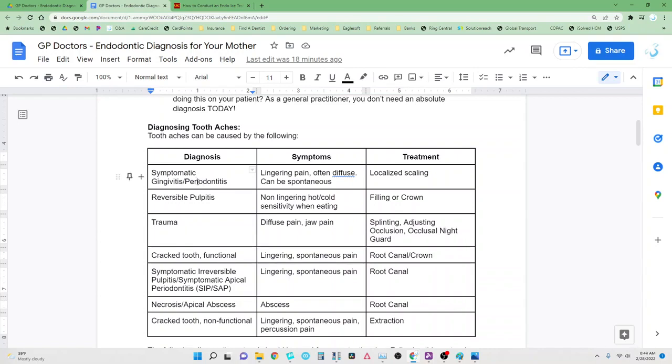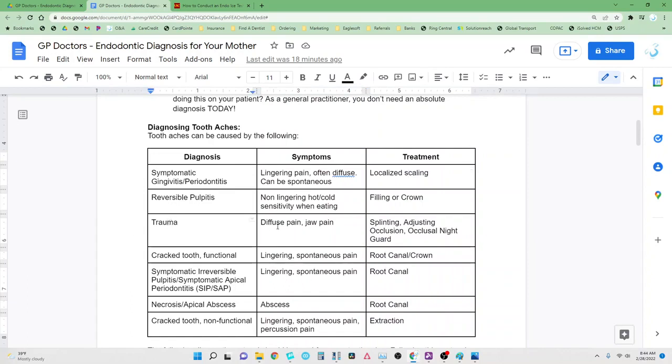So with gingivitis, it can be lingering pain, often diffuse, meaning it's on a couple of different teeth, and it can be spontaneous. Then we have reversible pulpitis, which is non-lingering hot and cold sensitivity when eating. And what is our treatment? Filling or a crown. What is our treatment for gingivitis or periodontitis? Localized scaling. What about trauma?